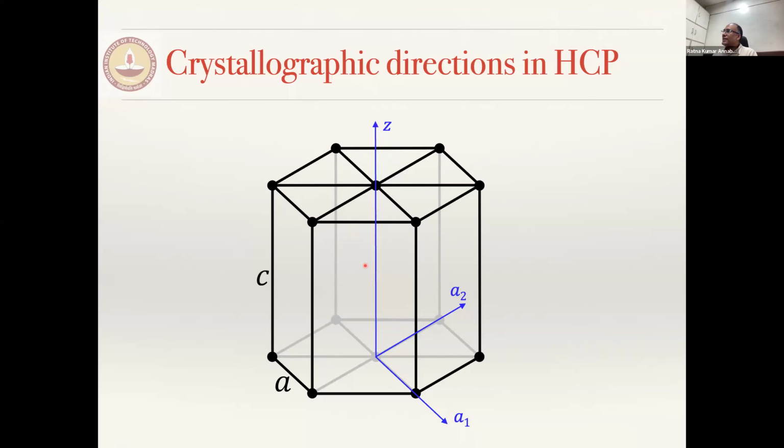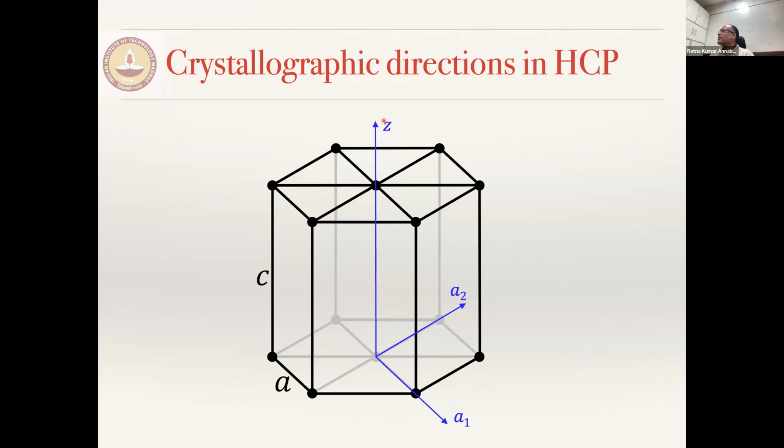Good. So now let us look at crystallographic directions in HCP, hexagonally close packed structures. Just now what we have learned is that all equivalent directions will have permutations of the symbols. If you know one direction, you can always find all the equivalent directions, and all of them will be put together. You use only one set of indices and put them under angular brackets, and that is your family of crystallographic directions.